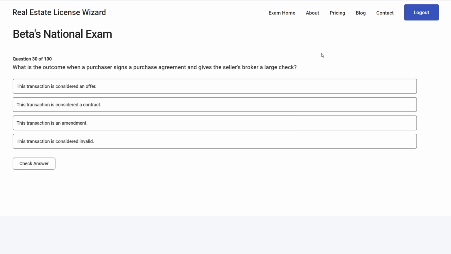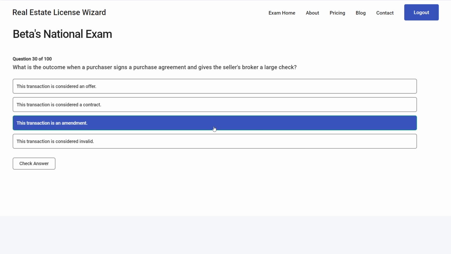What is the outcome when a purchaser signs a purchase agreement and gives the seller's broker a large check? Okay, there's four options. Is it the transaction is considered an offer? Is it this transaction is considered a contract? Is it this transaction is an amendment? Or is it this transaction is considered invalid? All right, so think that one over. All right, hopefully you guys came up with the answer for that one.